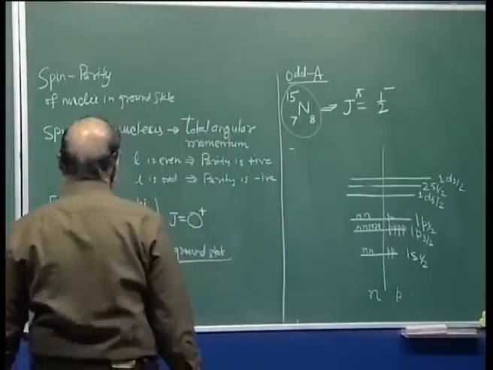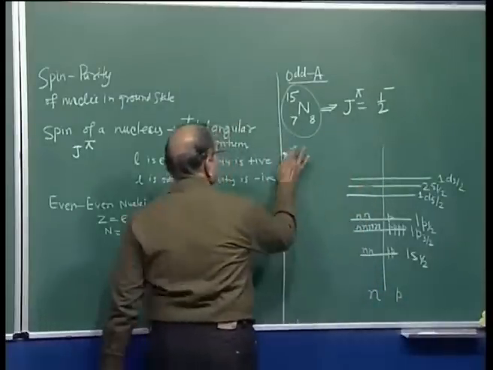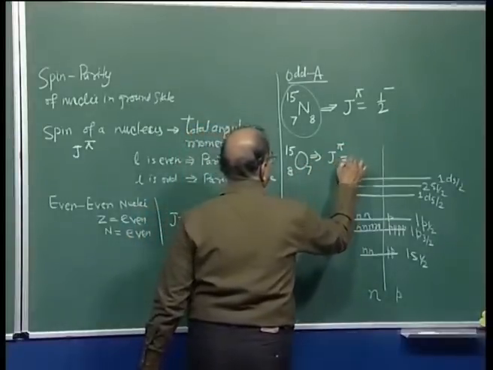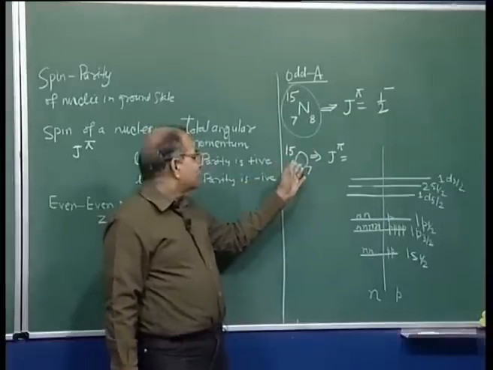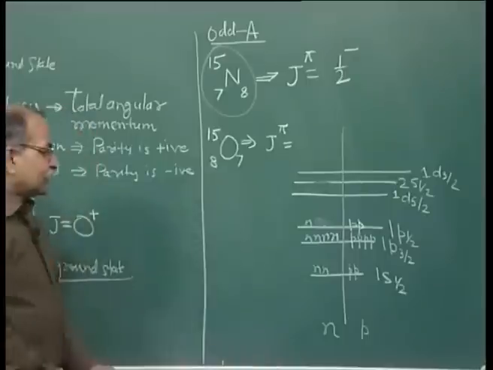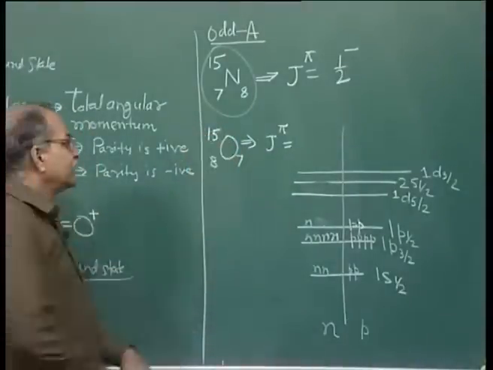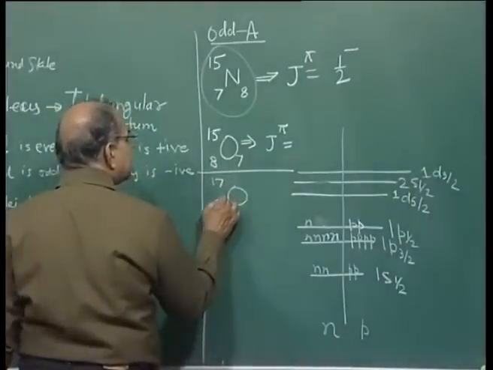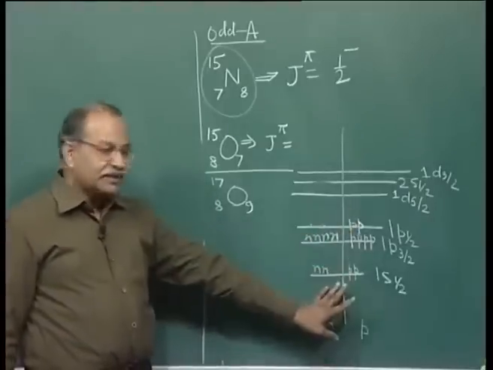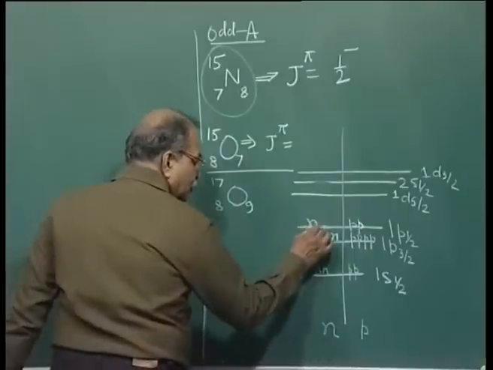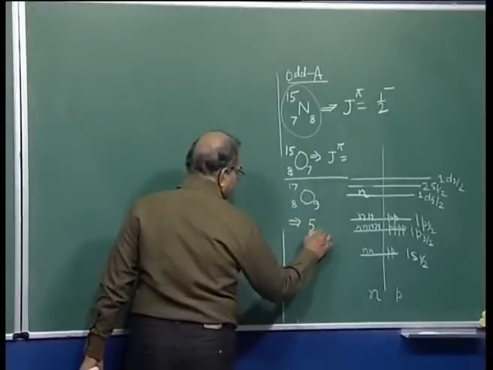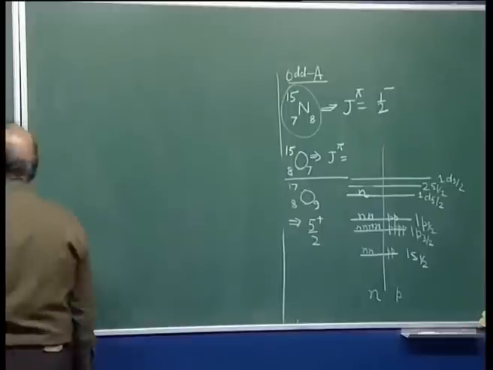Take another example, oxygen 15, same thing. Oxygen 15, what do you expect? Tell me. Spin parity. Neutron and proton are different. Now protons 8. So, all these you will have a proton here, and you will have 1 neutron here. So, same, half minus, right. What about 17 oxygen? 8 protons, 2 plus 4, 6 plus 2, 8 protons will be there. Now 9 neutrons. So 8 neutrons and the 9th neutron must go here. So 5 by 2 plus, correct. The ground state spin parity should be 5 by 2 plus.